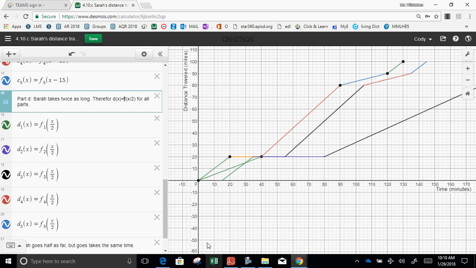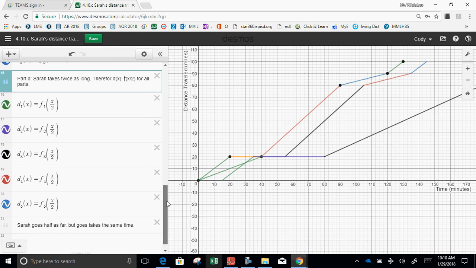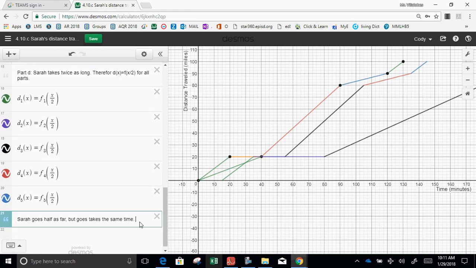Now, I want f of x to represent her mileage, how far she went. You cannot be the master of both things. X is the minutes. F of x is the miles. If I wanted to go half as far, what do I multiply by? Do I affect the x or the f of x?